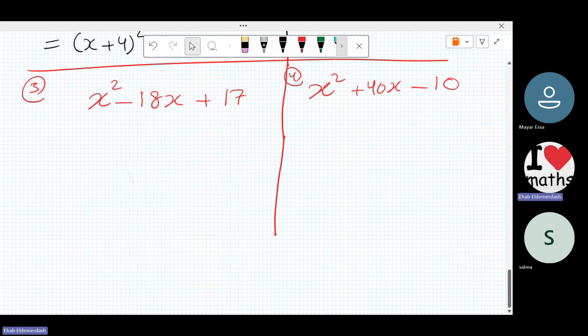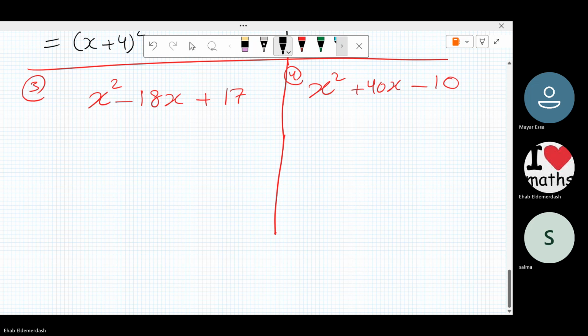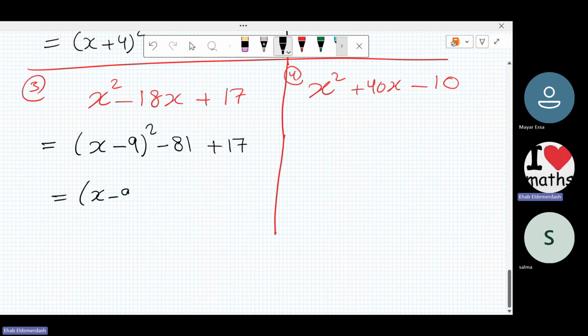يلا did we get it؟ يلا what will be the answer؟ x minus 9 squared minus 81 وبعدين plus 17. Let's write it in a simplified version. X minus 9 squared. These two together will be minus 64. Thank you. Is it difficult? والنبي ردوا عليا. Is it difficult?